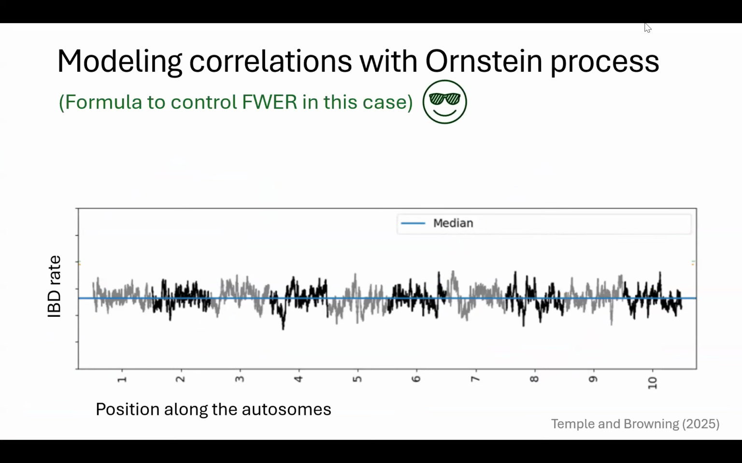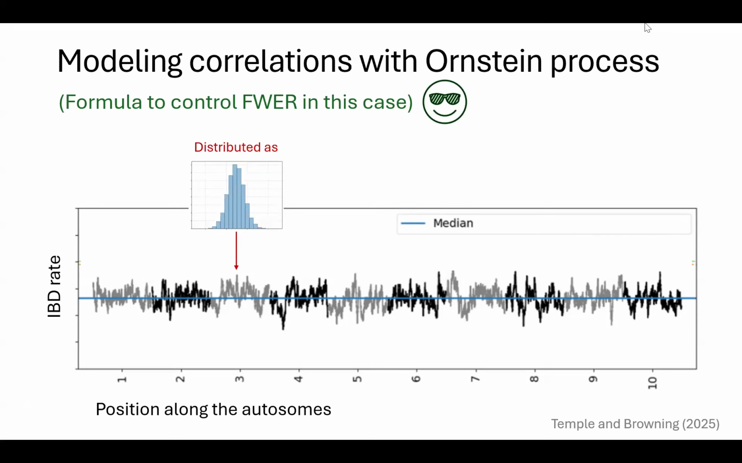To determine a multiple testing threshold, we chose to model the correlations among IBD rates with an Ornstein-Uhlenbeck process. We can use that both to come up with a fast simulation-based multiple testing threshold, and we also have an analytical formula to control the family-wise error rate.